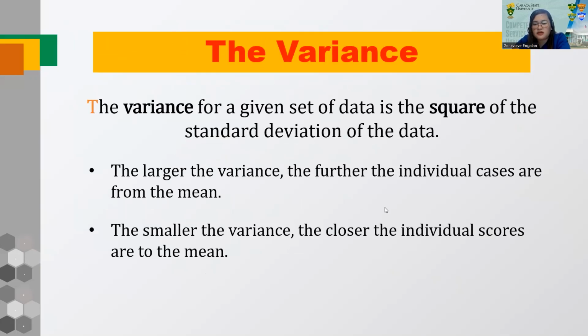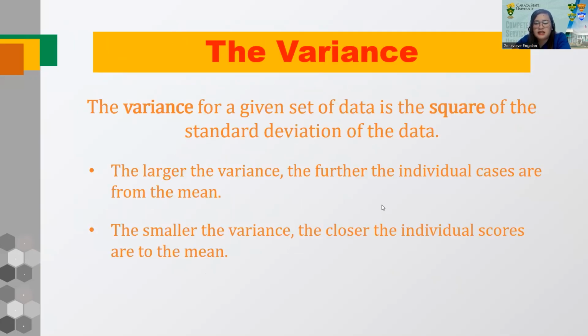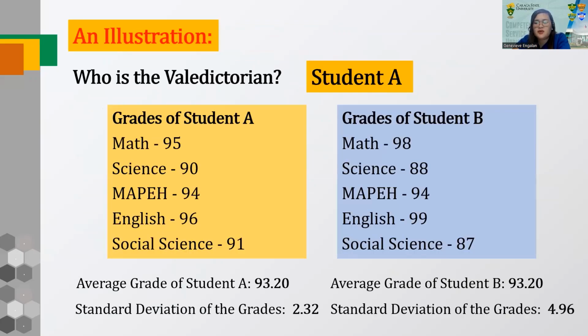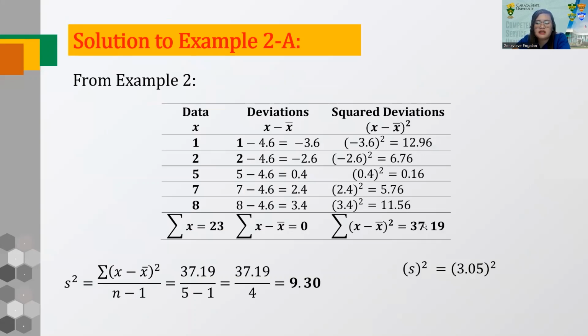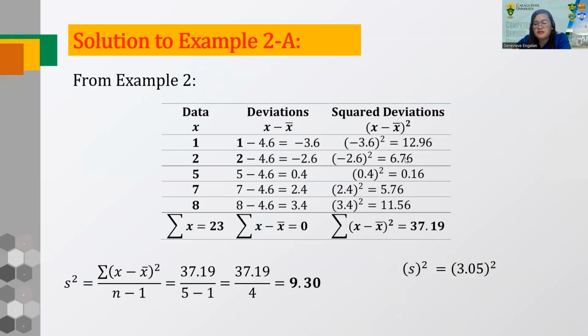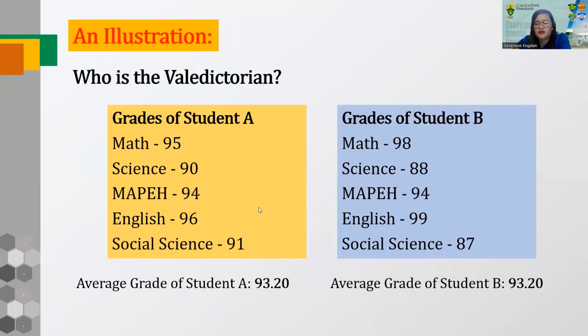Okay, so the variance is the square of the standard deviation. So it is the same process, we just don't take the square root, right? Okay, divided by 4, because this is a sample. Take note, class, this is by sampling a population, meaning it comes from a sample, not from the population. Okay, so you have 9.30, or 9.29 something, right?